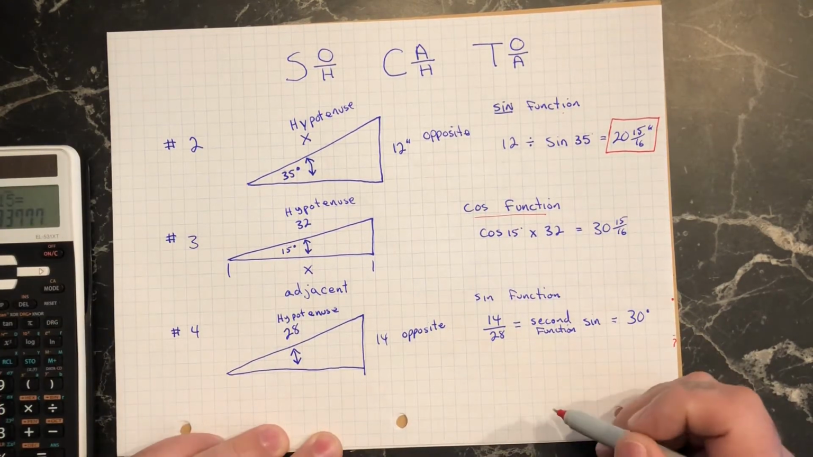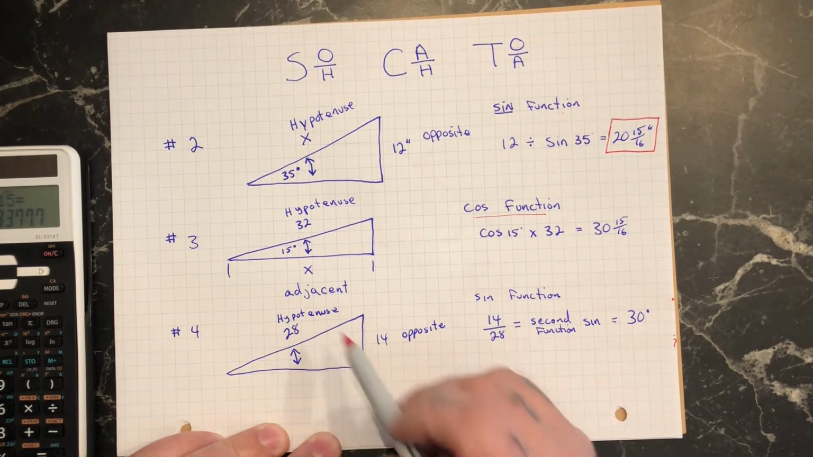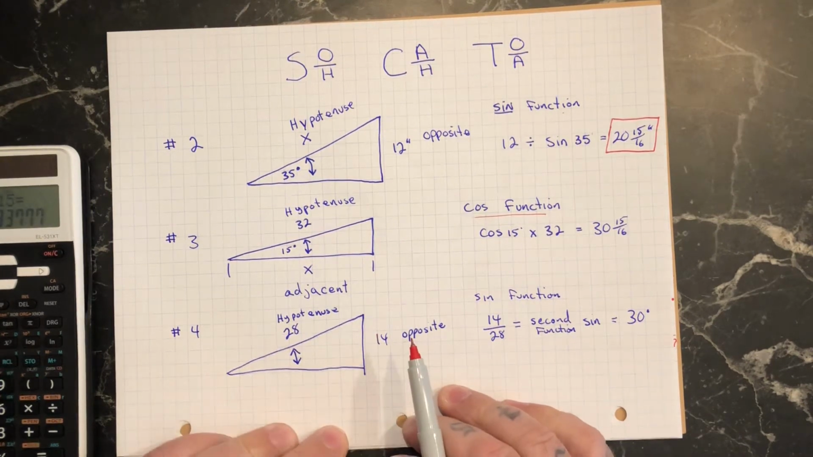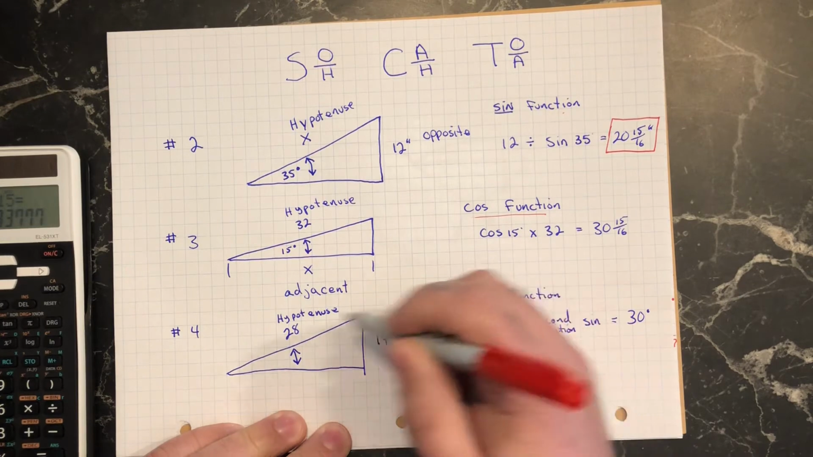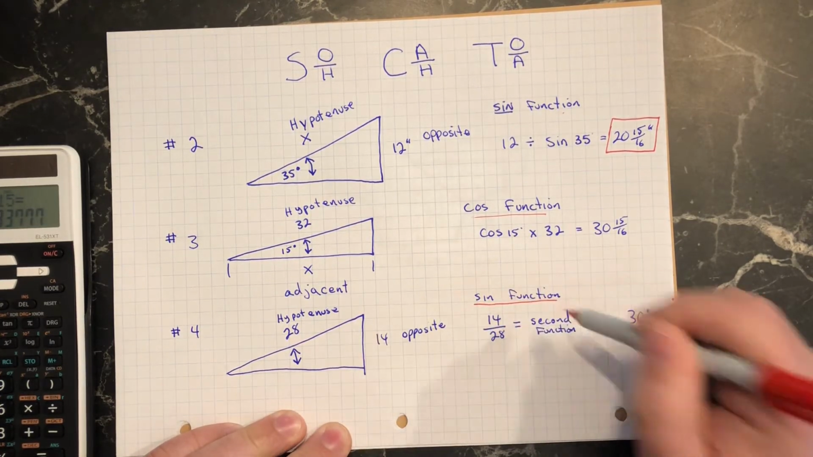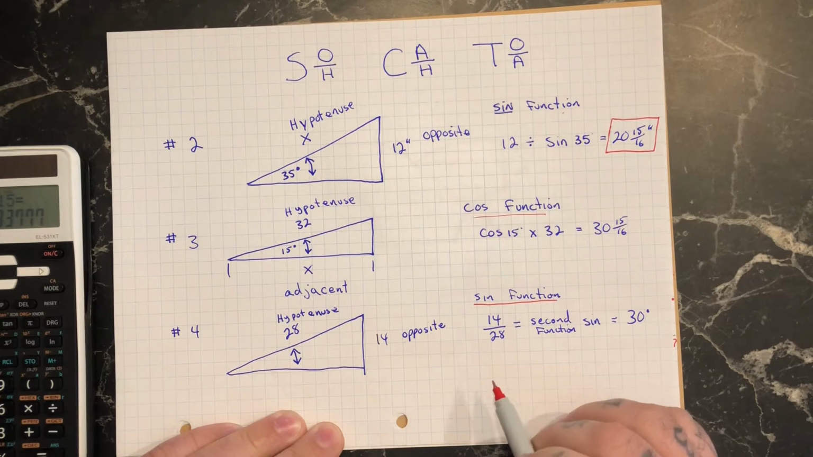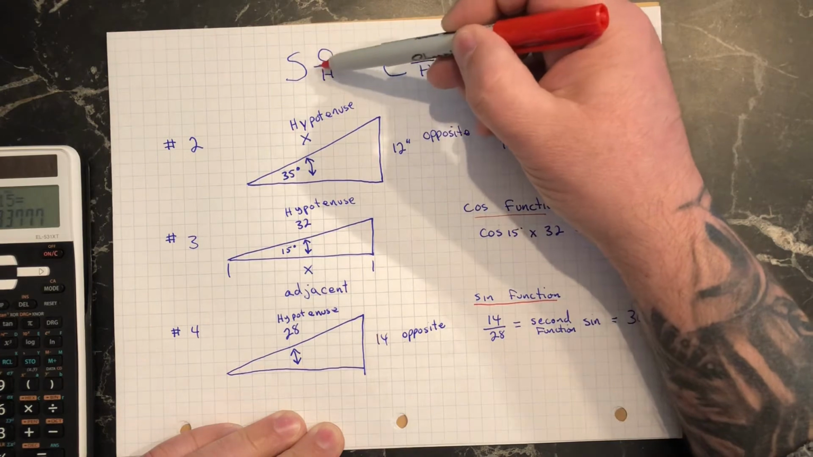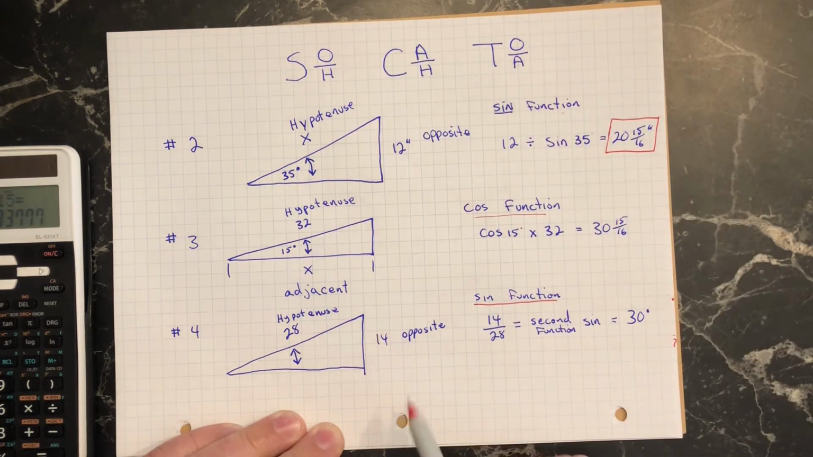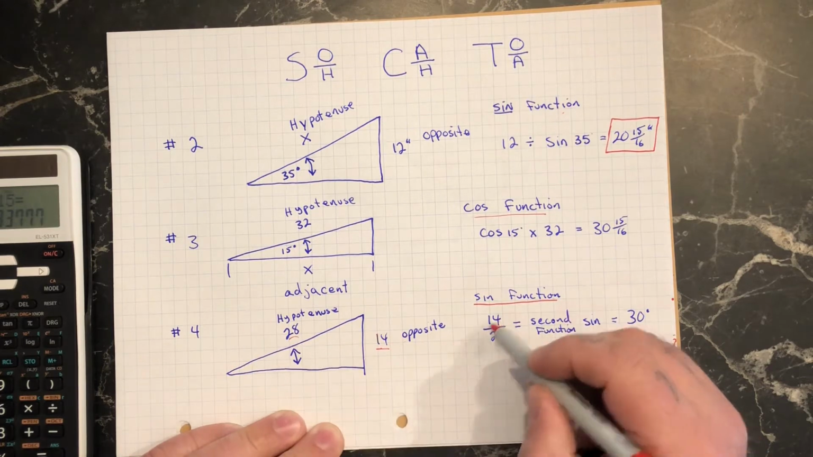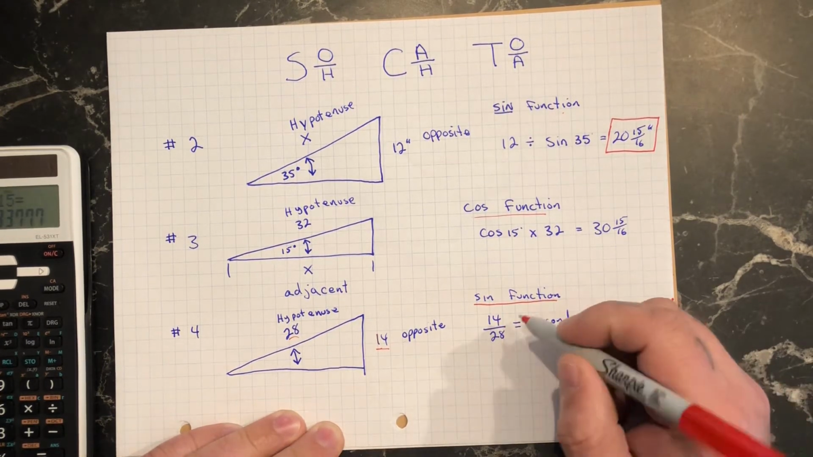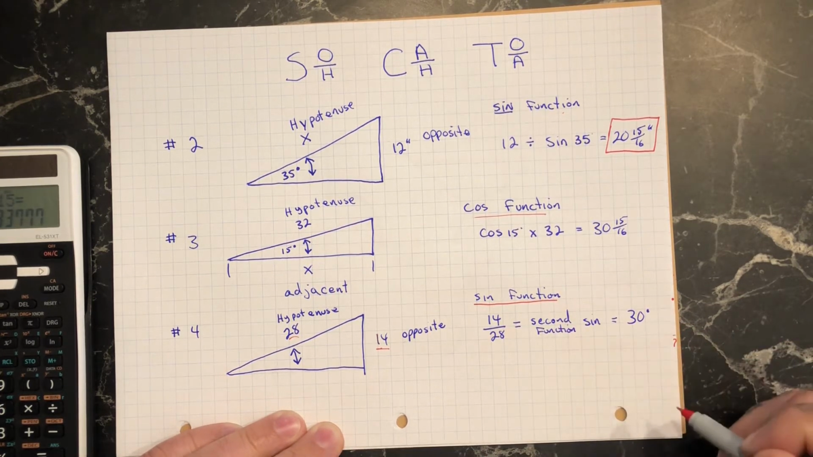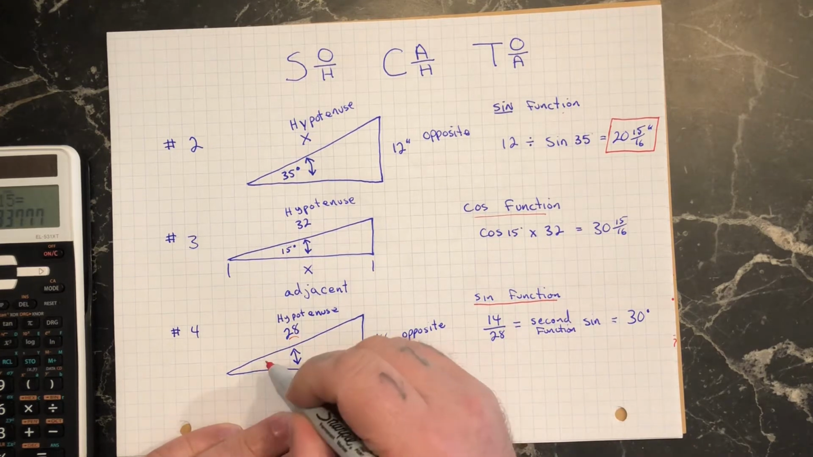Number 4 here, again, we're using opposite and hypotenuse because we have 14 and 28. Here, we're looking for the angle. Because it's opposite and hypotenuse, it's going to be a sine function again. If you look at how the sine is written out, it's opposite divided by hypotenuse. So that's what we do first because we have these numbers. Opposite is 14 divided by 28, then you hit the equals button, then second function sine, and that tells us the angle. So this ends up being 30 degrees.